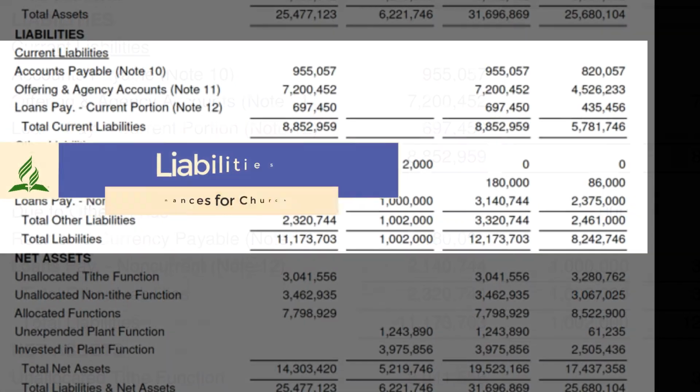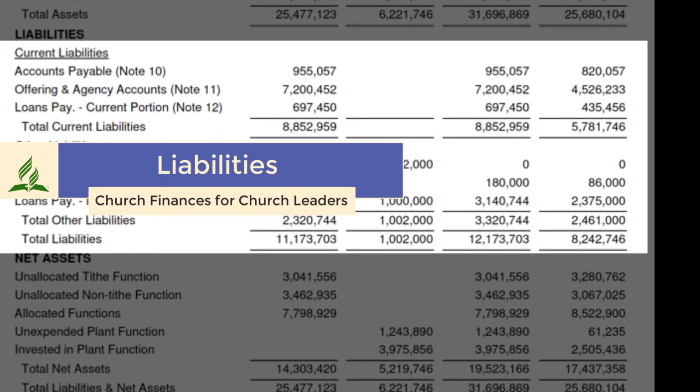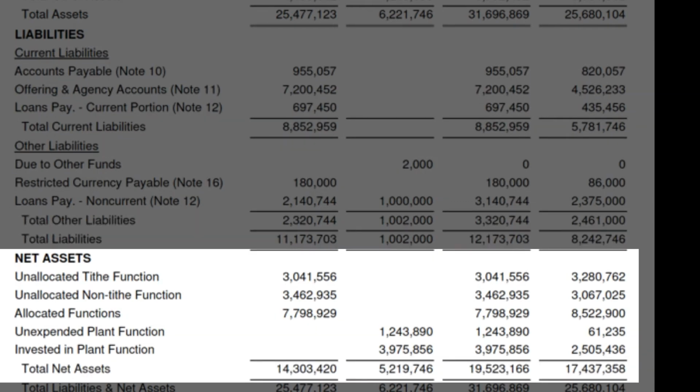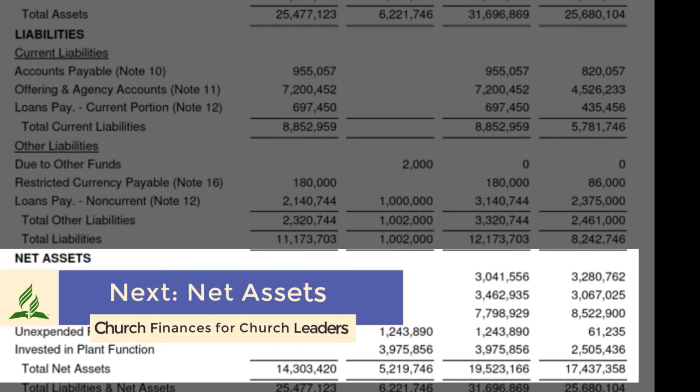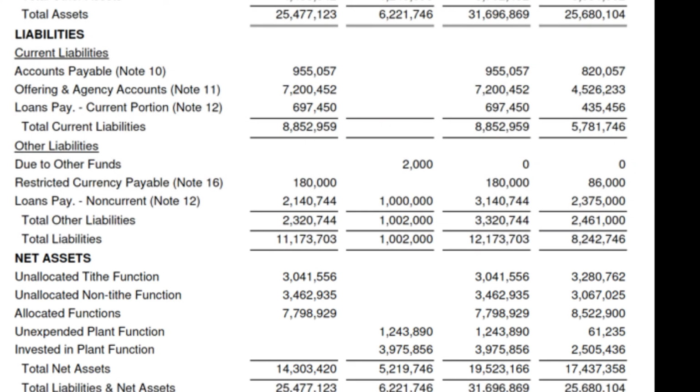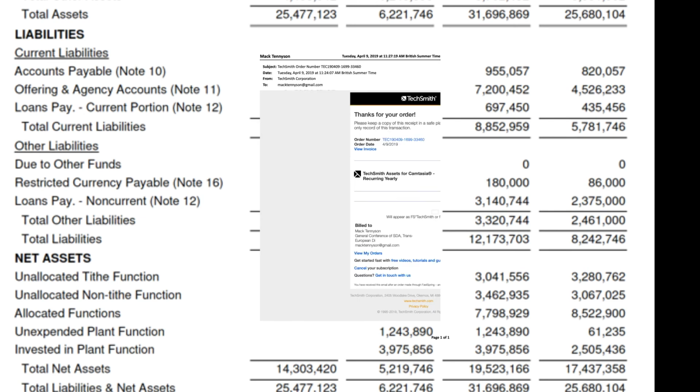This concludes our video on liabilities. Our next one is on net assets. They are also down here at the bottom of the statement of financial position. They are the second category of things that have claims on the assets. There are similarities between liabilities and net assets, and there are differences. So stay tuned to the next video.